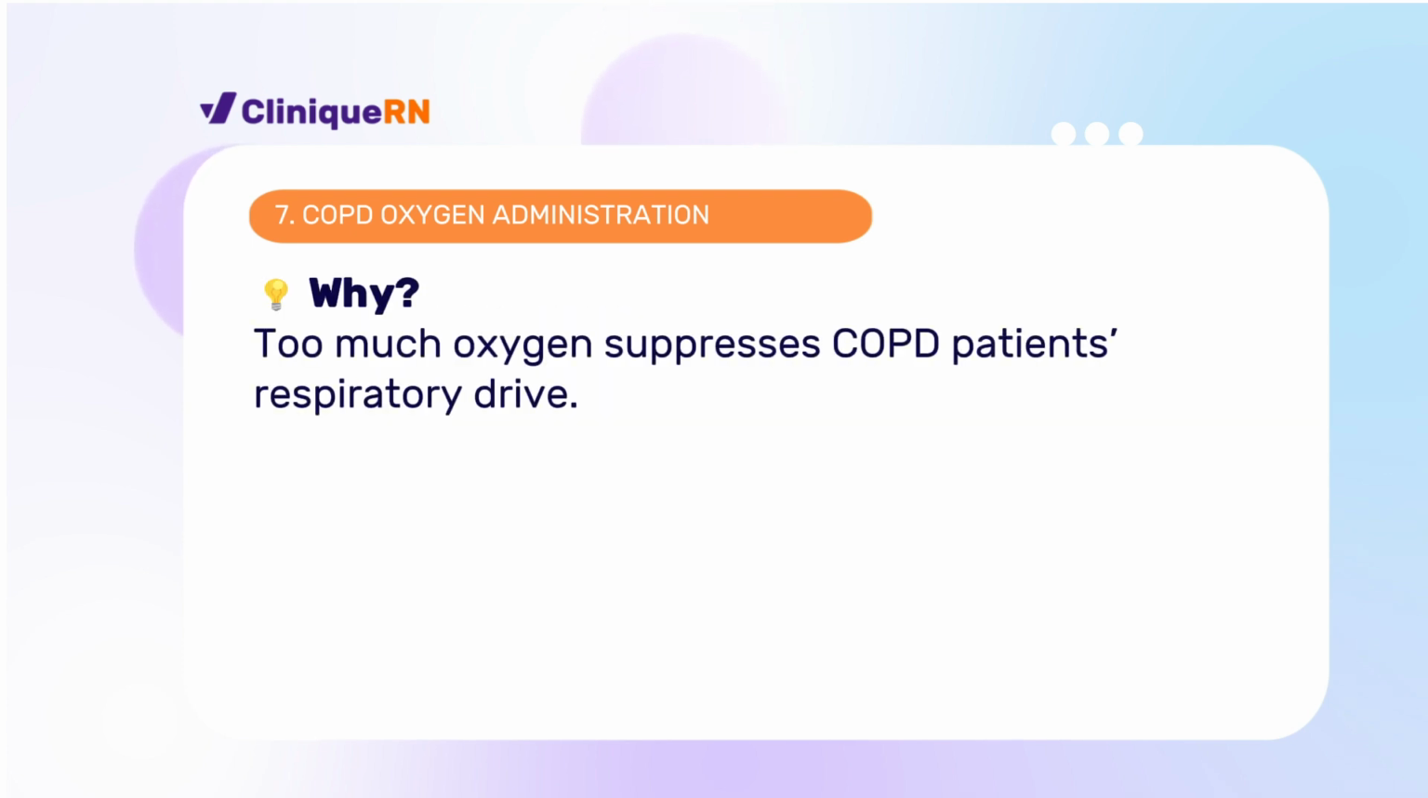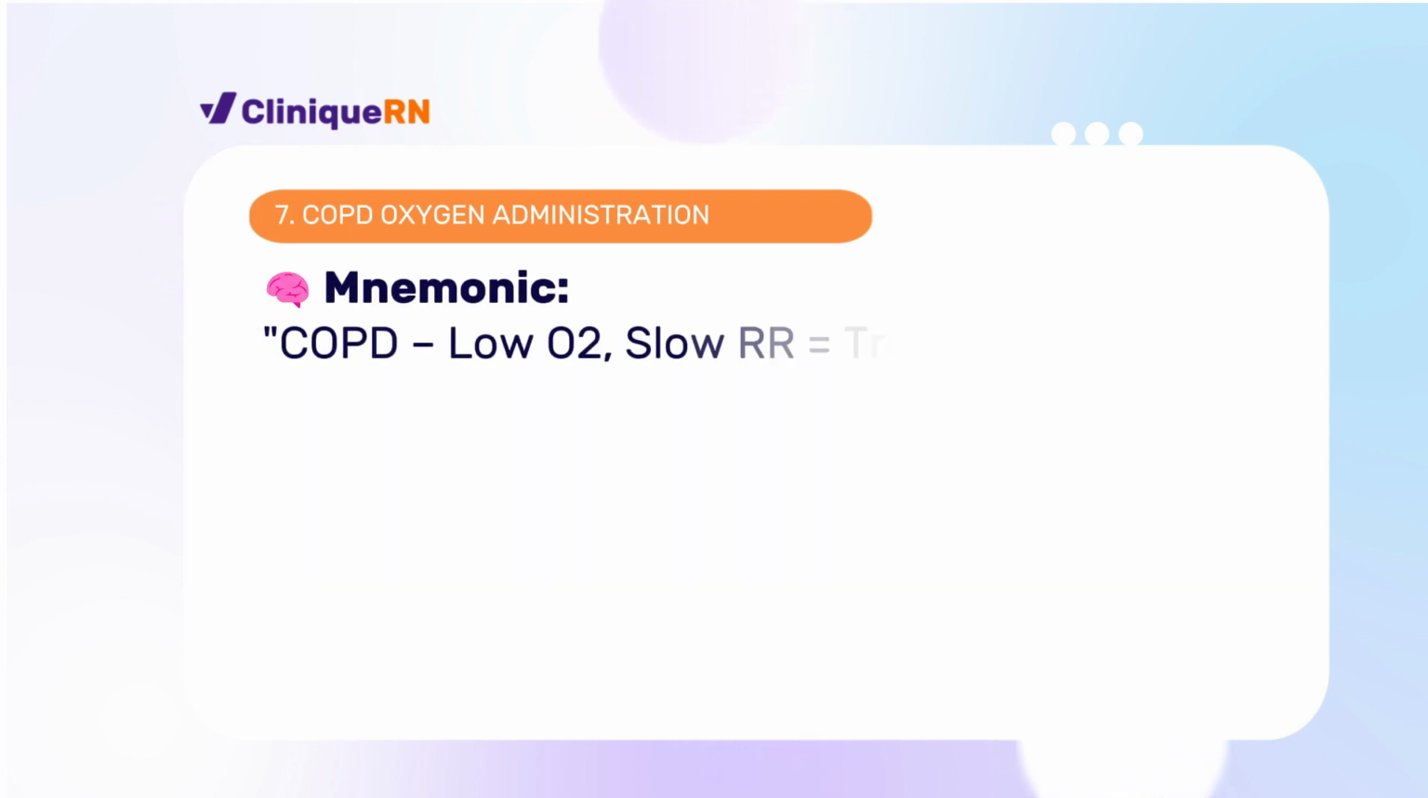Why? Too much oxygen suppresses COPD patients' respiratory drive. Mnemonic: COPD, low O2, slow R equals trouble.